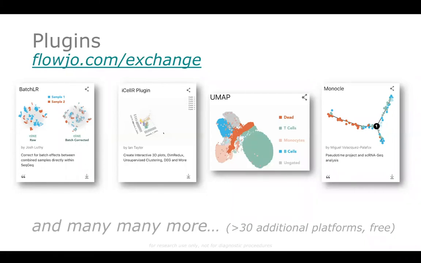You heard me mention a few different times the plugins that we were looking at through that brief example analysis. But one we didn't make use of was BatchLR, which is a batch effect correction algorithm. It runs the Batchelor algorithm from the Sanger Institute, and that is available on FlowJo Exchange, or flowjo.com/exchange. That'll take you to the website.